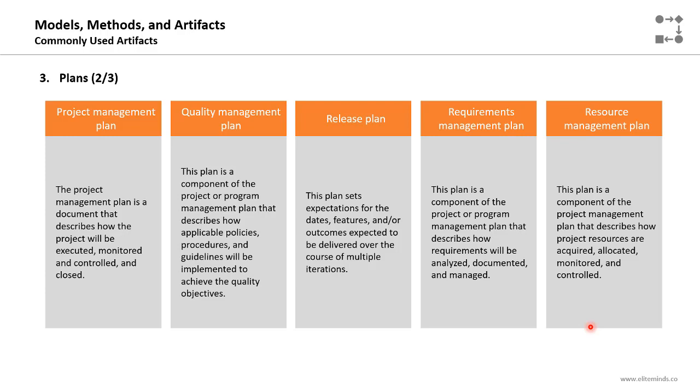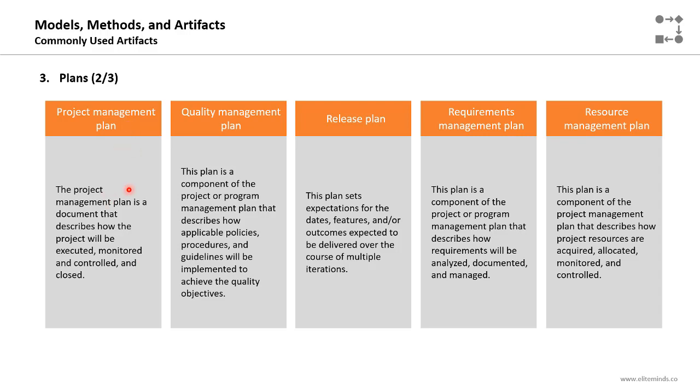Now, the majority of these plans will be documented or will be components of the project management plan, which is a document that describes how the project will be executed, monitored, controlled, and closed. So the project management plan is the key input to the execution phase of the project. Simply what we will do in the execution, we will execute what we planned for and documented in the project management plan.